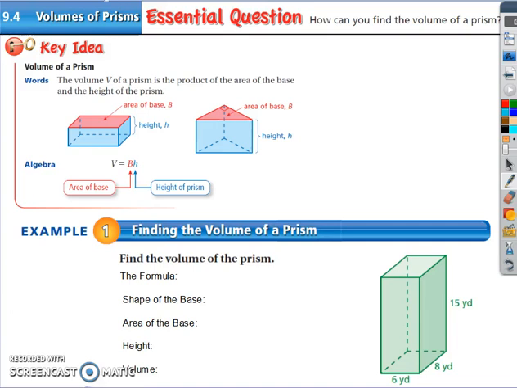Hello, today we're going to be discussing section 9.4, which is on volumes of prisms. Our essential question for the day is how can you find the volume of a prism? Our key idea is that the volume of a prism, which we will refer to as V, is the product of the area of the base and the height of the prism.